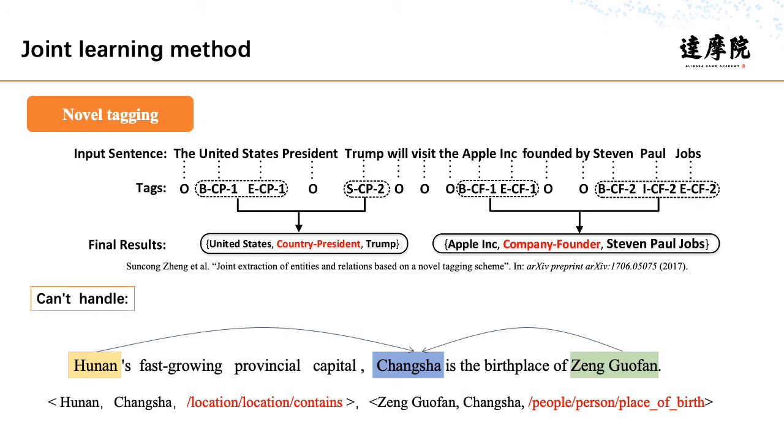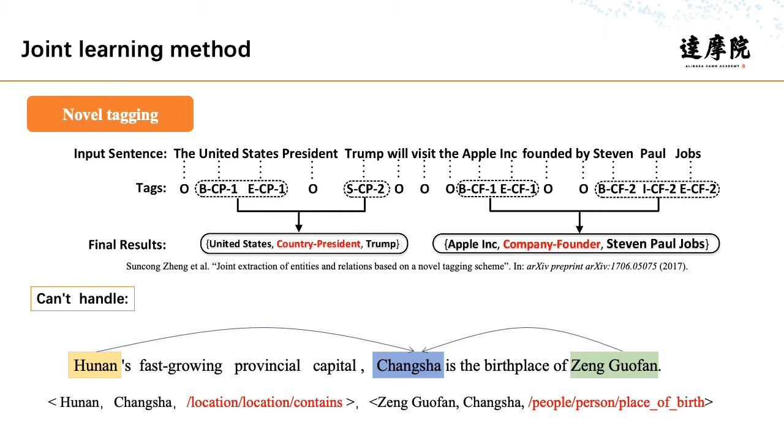The second class is the joint learning method, which has received considerable attention in recent years. Joint learning methods use a single model to extract entities and relations simultaneously, which can utilize the close interaction between entity extraction and relation extraction.